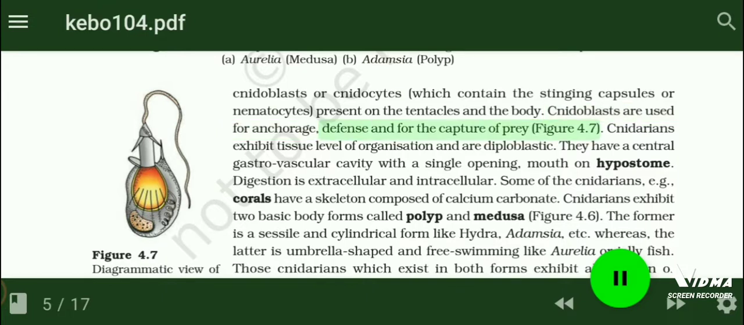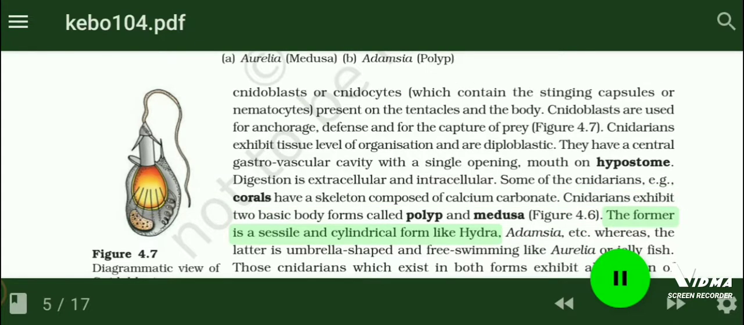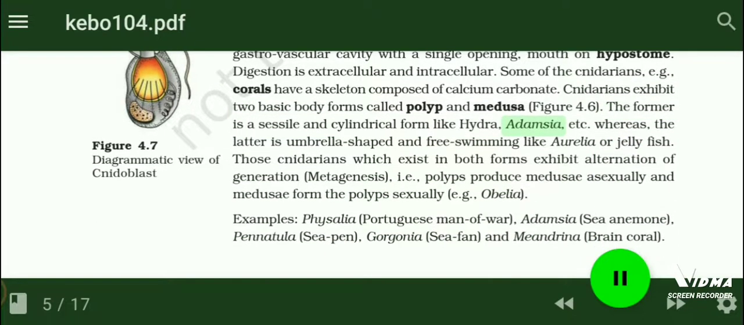Cnidarians exhibit tissue level of organization and are diploblastic. They have a central gastrovascular cavity with a single opening, mouth on hypostome. Digestion is extracellular and intracellular. Some of the cnidarians, e.g., corals, have a skeleton composed of calcium carbonate. Cnidarians exhibit two basic body forms called polyp and medusa. The former is a sessile and cylindrical form like Hydra, Adamsia, etc., whereas the latter is umbrella-shaped and free-swimming like Aurelia or jellyfish.